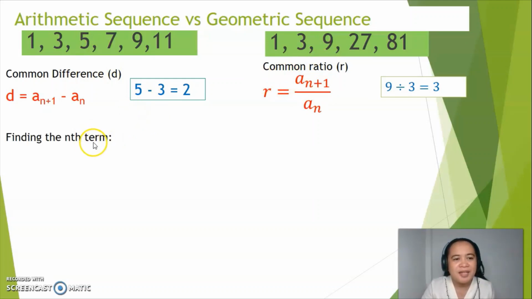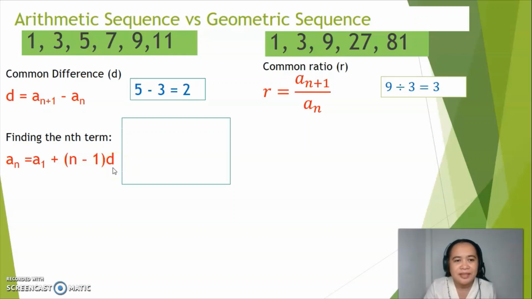Now, another topic: finding the nth term. Given this, if you want to know the nth term of an arithmetic sequence, we will simply follow this formula. That would be first term plus n minus 1 times the common difference. For example, identify the 6th term in this sequence. So A6 is equal to the first term, 1, plus, since we're asked to find the 6th term, 6 minus 1 times the common difference, 2. With that, you simplify, and the 6th term would be 11.